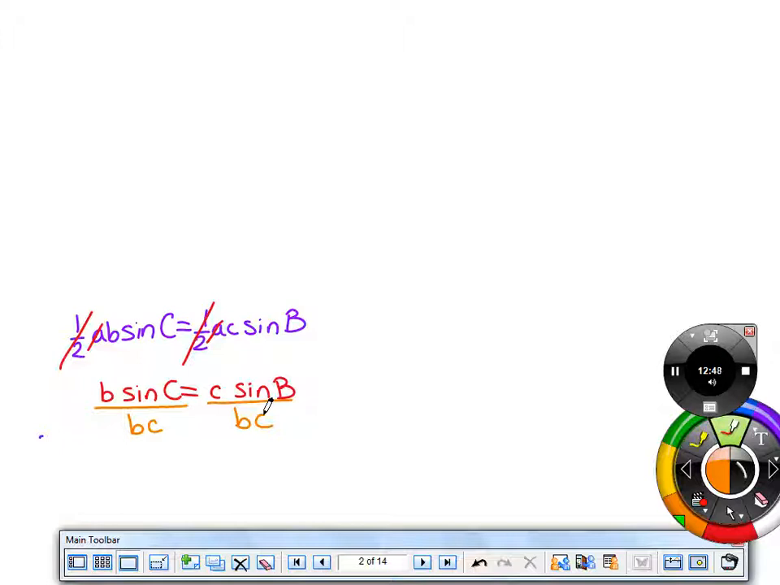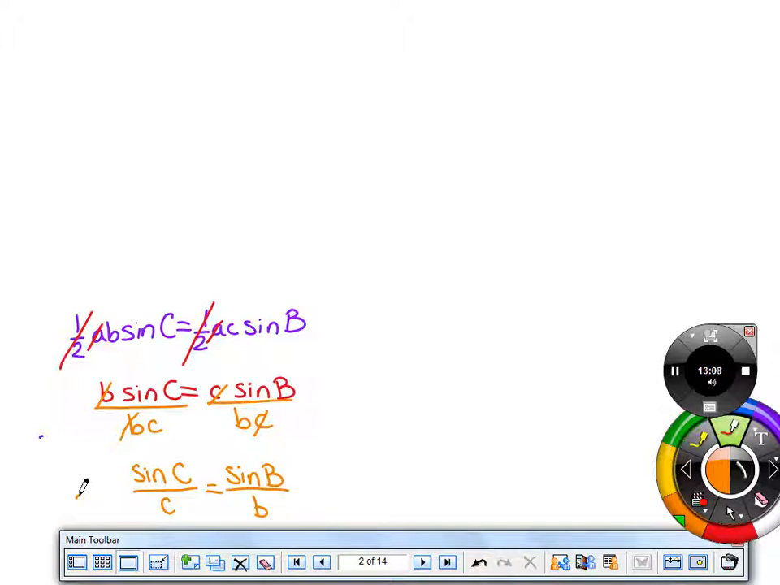Because notice what happens here. The B's are going to cancel, and I'm going to be left with sine of angle C over side C. And on this side, the C's will cancel, and I'll be left with sine of angle B over side B.